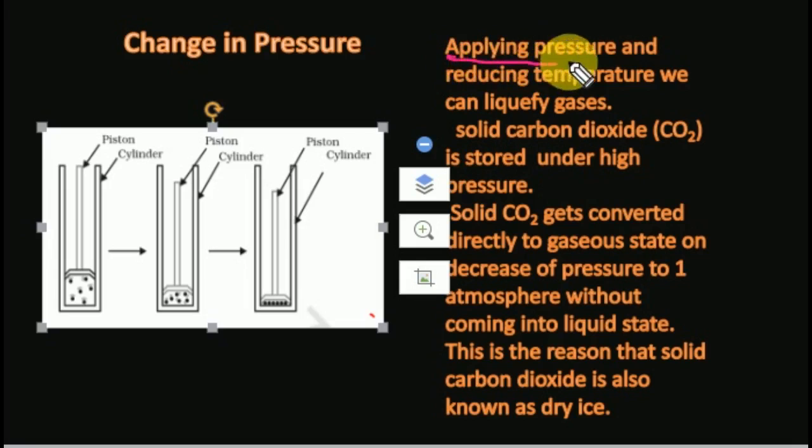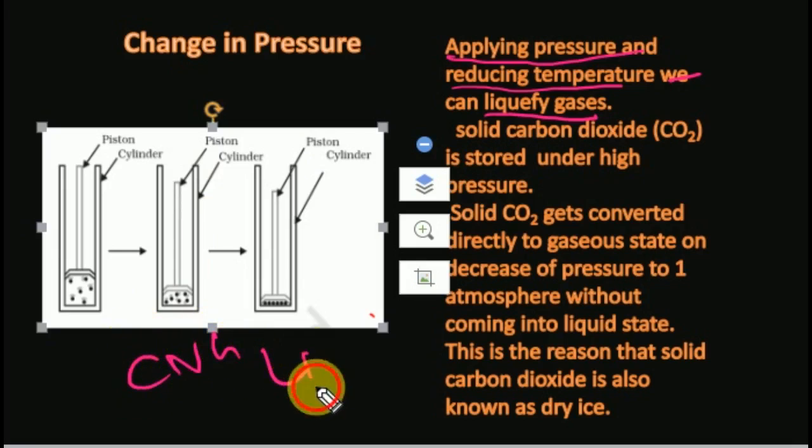Applying pressure and reducing temperature, we can liquefy gases. Gases can be liquefied. We know that CNG and LPG are all gases in the liquefied form. They are compressed inside the cylinder.